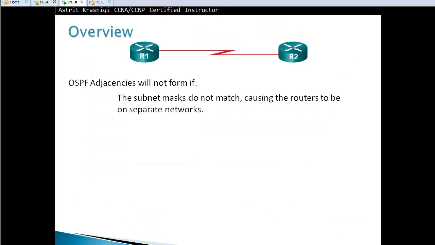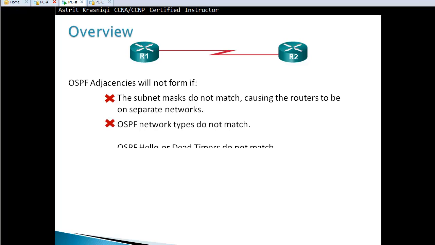OSPF adjacency will not form if the subnet does not match, causing routers to be on separate networks. That's true. If I can't ping the end device, there's not going to be OSPF or any other routing protocol. So first, you should be able to talk to each other at the IP layer, layer 3. Another cause is that the OSPF network type does not match. If one side says, for example, point-to-point, and the other side says broadcast, then obviously the network will not form, or adjacencies.